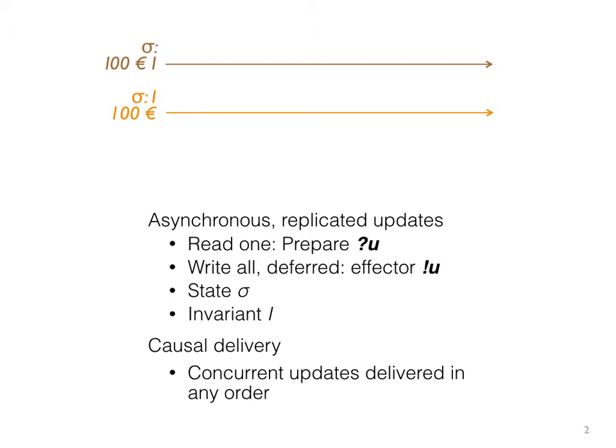Let's consider a distributed system. Each horizontal line here represents a server or replica. Each replica carries a copy of the shared data or state, sigma. For instance, the data for a bank account is replicated at the bank's branches. State sigma must satisfy some property I, called the invariant. In the bank application, the invariant is that the account balance must be positive.